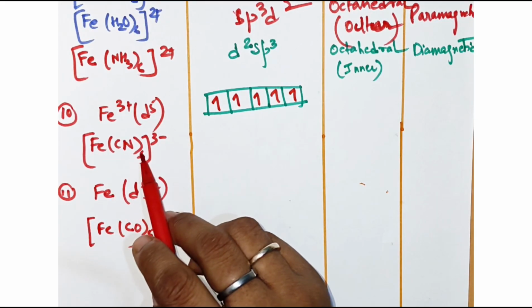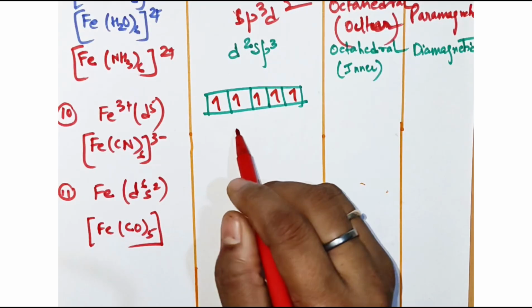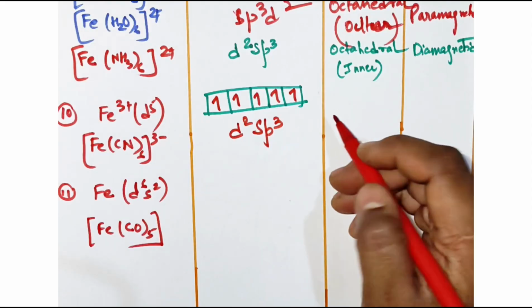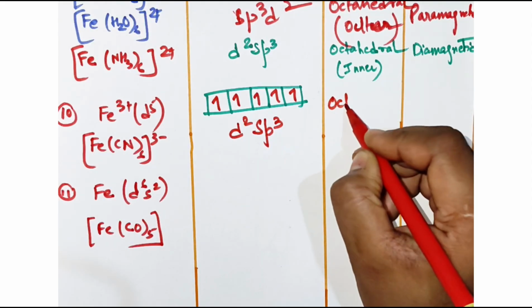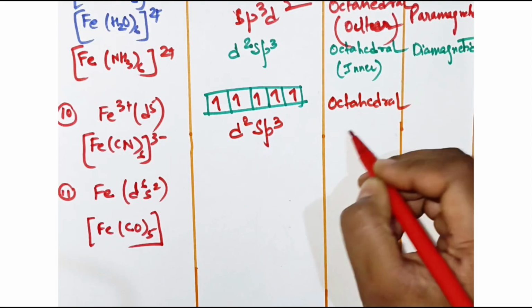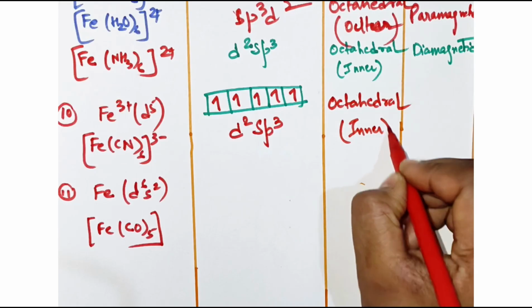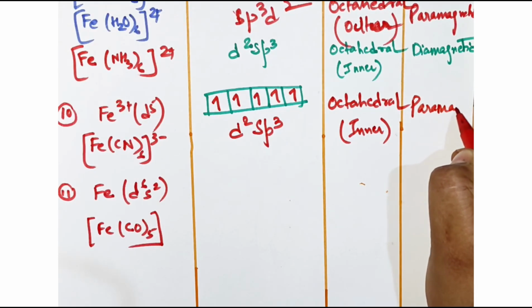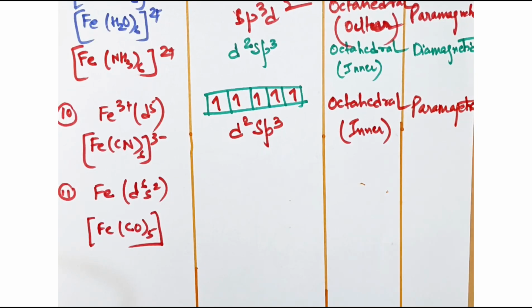Cyanide is a strong ligand, it will force the electrons to pair up. So it will be again your d2sp3. So the last 2 d orbitals will be empty, so it is your octahedral, and this is your inner orbital complex. And now what it becomes, it is paramagnetic. Why? One unpaired electron is there.